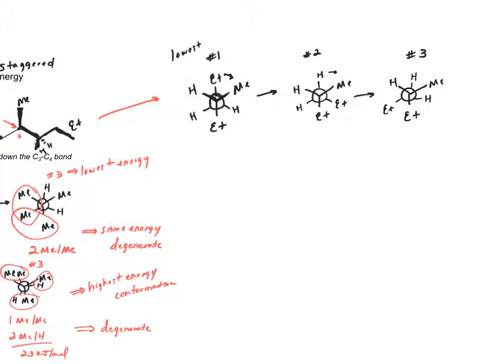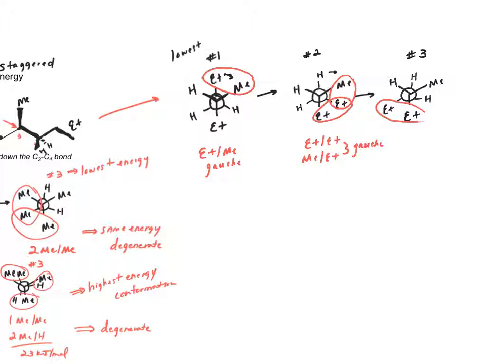Okay, so again, we're going to look at all the different interactions that we're getting in these staggered conformations. Most specifically, we're looking for gauche interactions. So first one that we see here is we have an ethyl-methyl gauche. And then everything else is just hydrogen ethyl, so we don't have to worry about that. So this is gauche. Here we've got a methyl-ethyl gauche and an ethyl-ethyl, so that's bad. We've got methyl, ethyl. So there are 2 gauche interactions here.